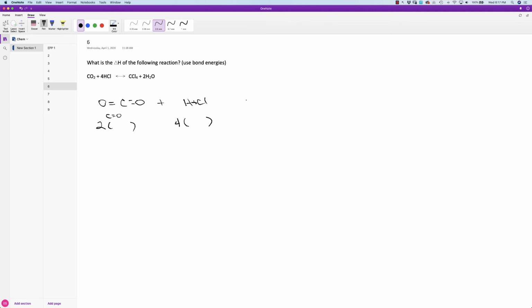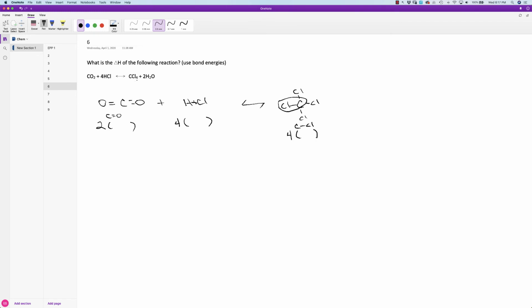Okay. Other side of the equation, we have CCl4. That would be a carbon with 4 chlorines. Okay, that means that we have 4 carbon-chlorine bonds. There's one, there's another, another, and another. So that would be 4 of the CCl bonds. So when we look up our number, we would multiply it by 4.